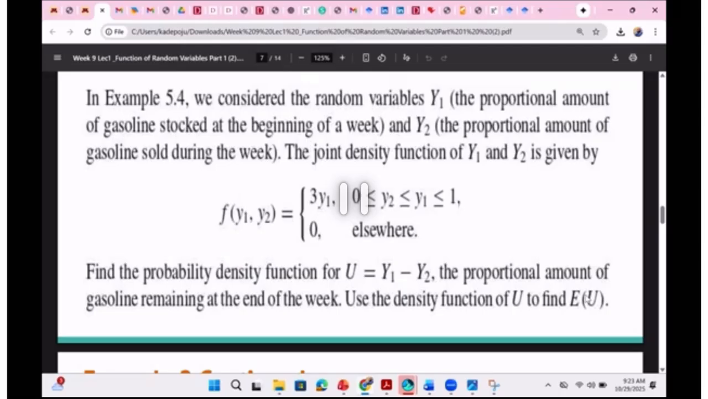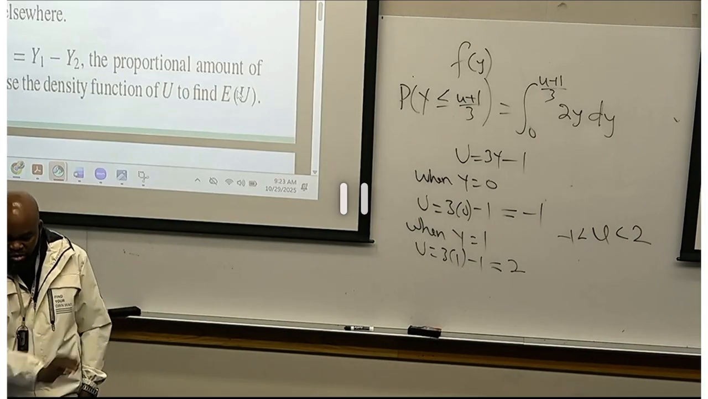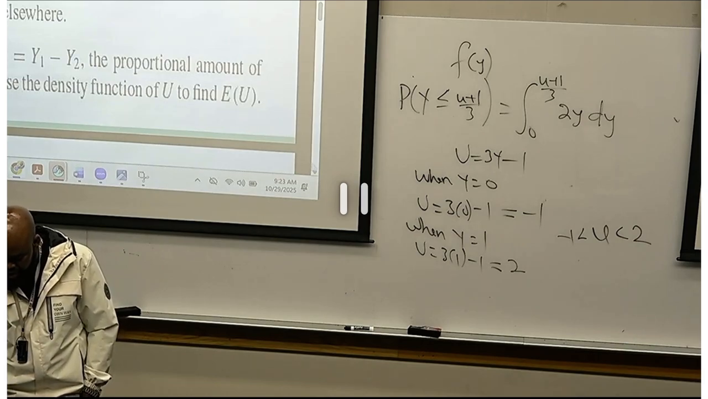2 variables are involved. Now, I have y1, y2. I want to go to u. How am I going to do it? Pay attention.